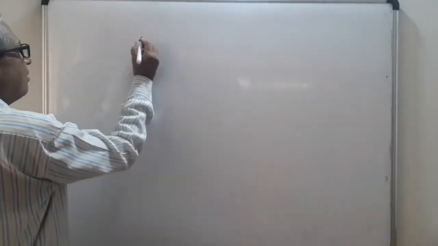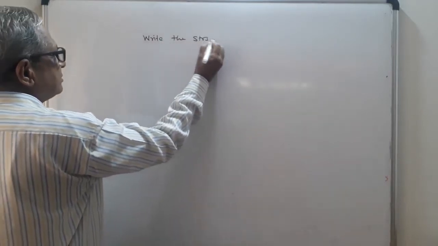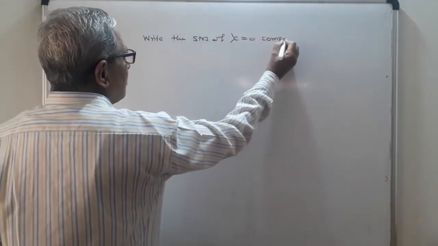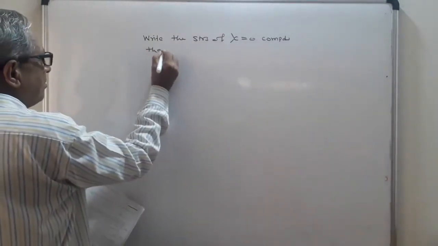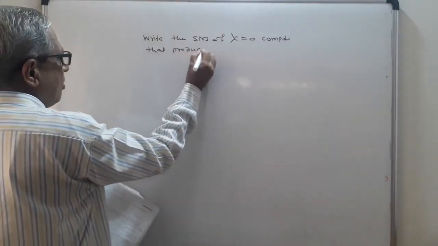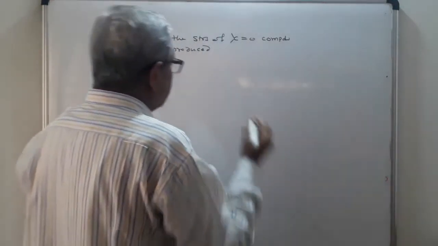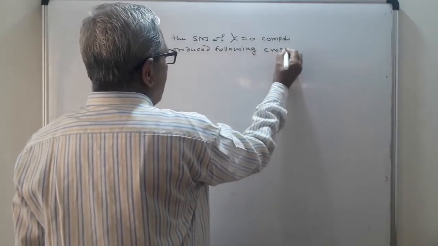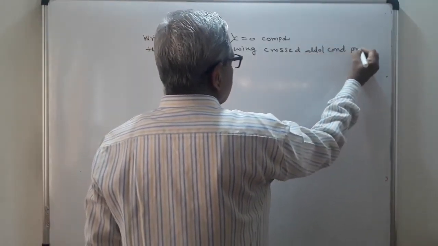Write the structures of carbonyl compounds that produce the following crossed aldol condensation products.